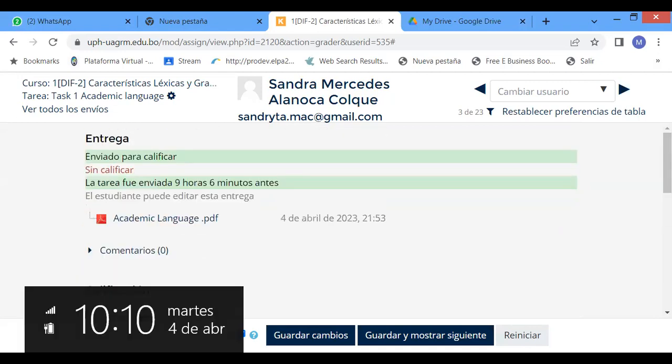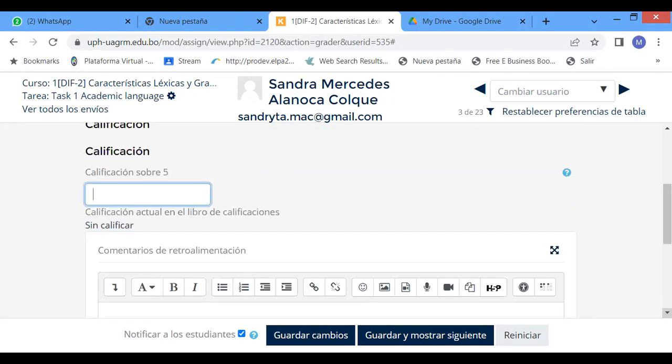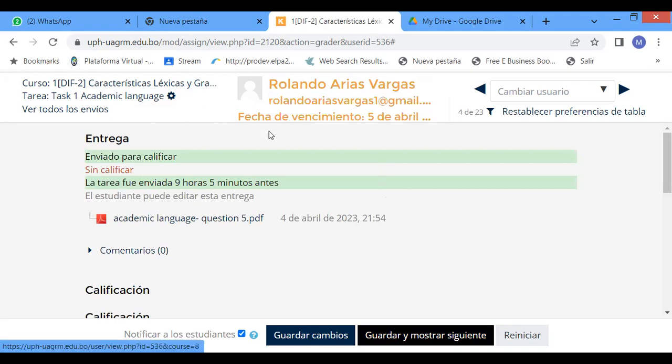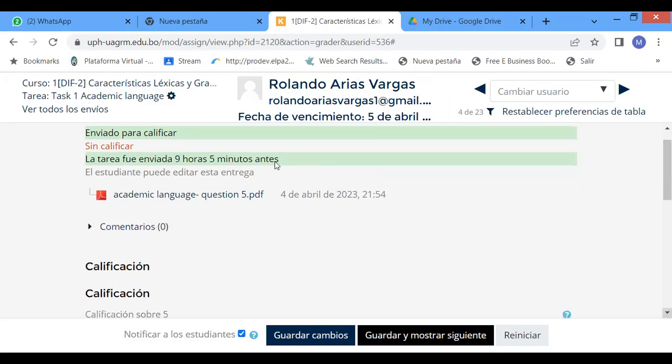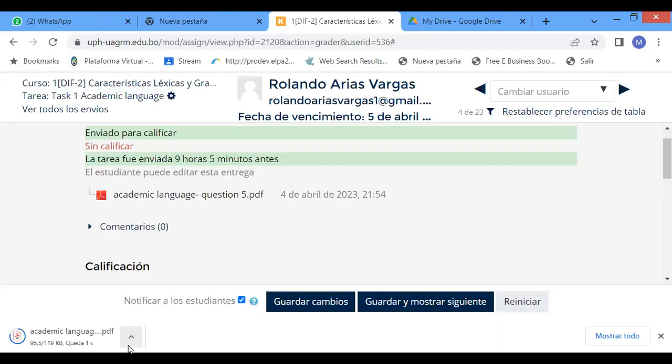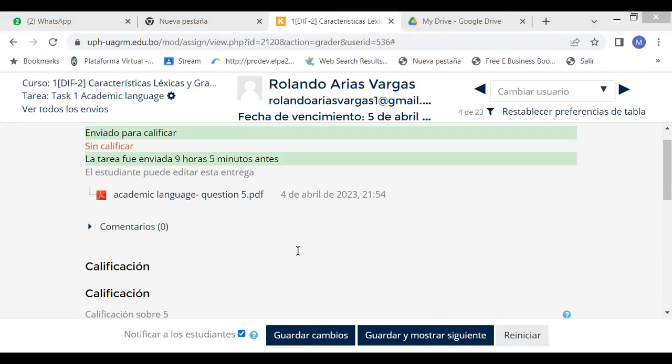Es que es individual la calificación. Digamos, califico, digamos, 5, guardo, y ya solo Sandra Mercedes va a tener un nombre. El otro, Rolando Arias. Rolando Arias. Nuevamente abrimos. Ah, es el mismo. Cada uno mandó. ¿Me abre el mismo archivo?